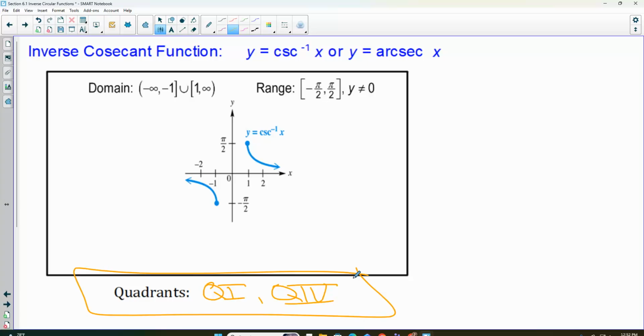Okay, so what you have to know from today are the quadrants. Everything is either 1 and 2 or 1 and 4. 1 and 2 is cosine inverse, secant inverse, and cotangent inverse. 1 and 4 is our sine inverse, cosecant inverse, and tangent inverse. And then the rest of it is just basically answering from the unit circle.